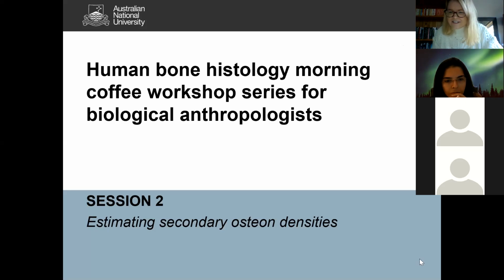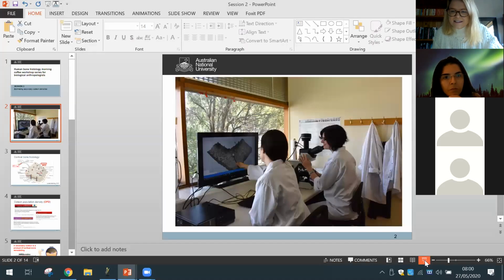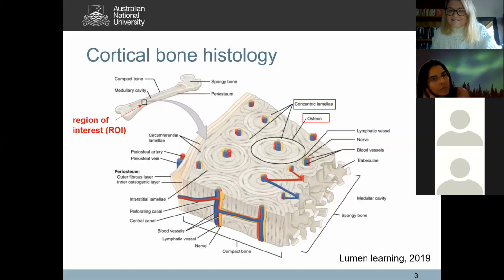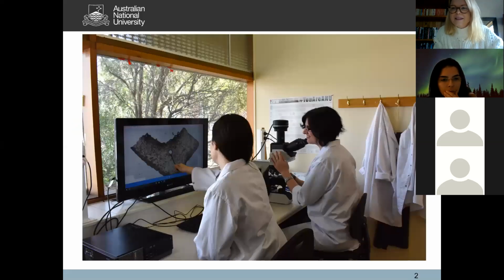All right. So just like last week, I would like you to please imagine that you're in the histology lab and you've got your thin section on the stage at the microscope, and it's transmitting information onto the screen. Last week we thought about how we could differentiate between young and adult bone. Today we're going to think about possibly estimating what we call secondary osteon densities.